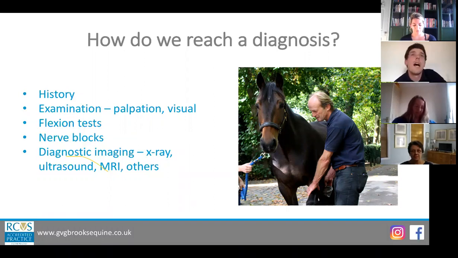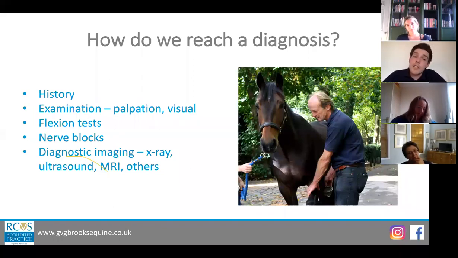Flexion tests, we don't always do these, and some vets will say they're rubbish and don't really add that much to the picture, but then other vets will say that they are a useful piece of the puzzle. Certainly flexion tests that are positive, i.e. we flex the limb up and then the handler trots the horse away and the lameness is made worse by flexion, that would make us suspicious of the joint being sore for some reason. It's not specific to the joint, but it would certainly raise our suspicion, I suppose.